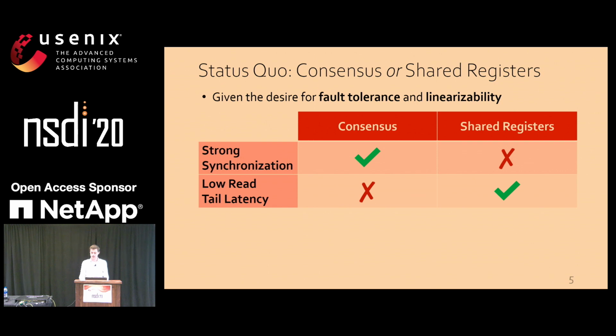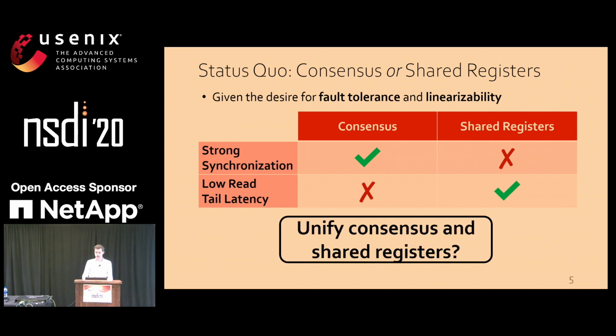On the other hand, shared register protocols implement read-write registers with fault tolerance. While they cannot be used to implement strong synchronization, shared register protocols provide their simple interface with favorable tail latency. In the next few slides, I'll go into a bit more detail about how these techniques achieve or fail to achieve these properties. But at a higher level, our work looks to answer the question: how can we unify these techniques into a single system that achieves the strengths of both without suffering from the weaknesses?